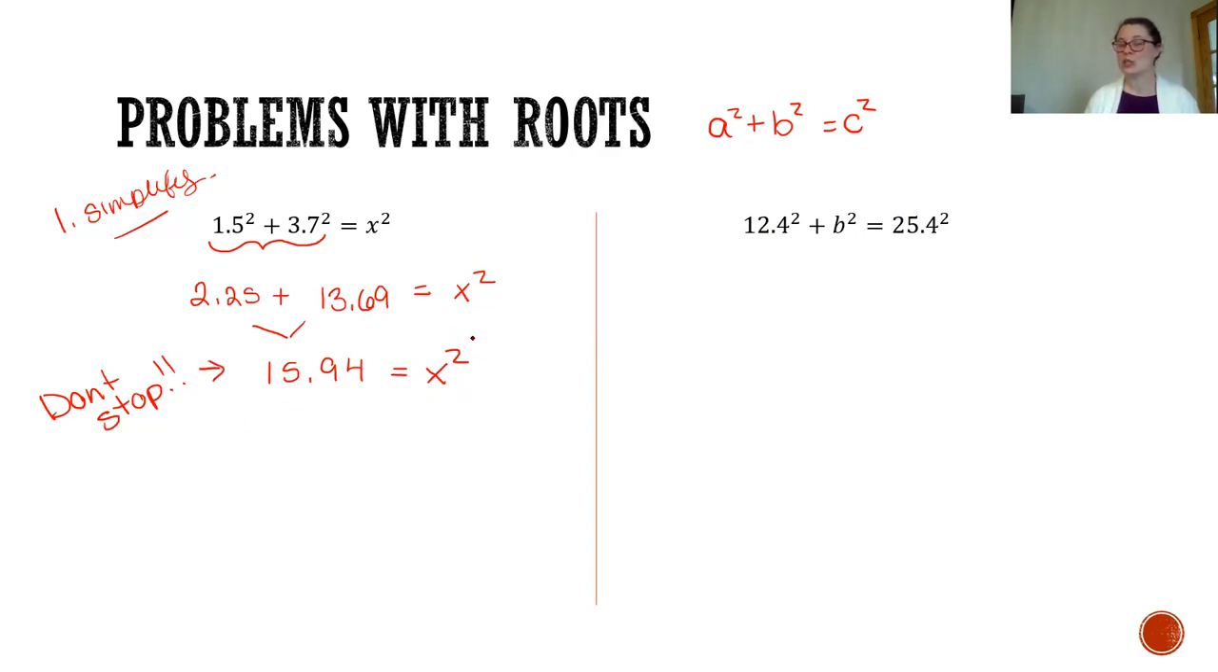Here the issue is we found out what x squared is, but we haven't found out what x is. The opposite of a square is a square root. So we're going to take the square root. So you will need to find in your calculator the square root button.